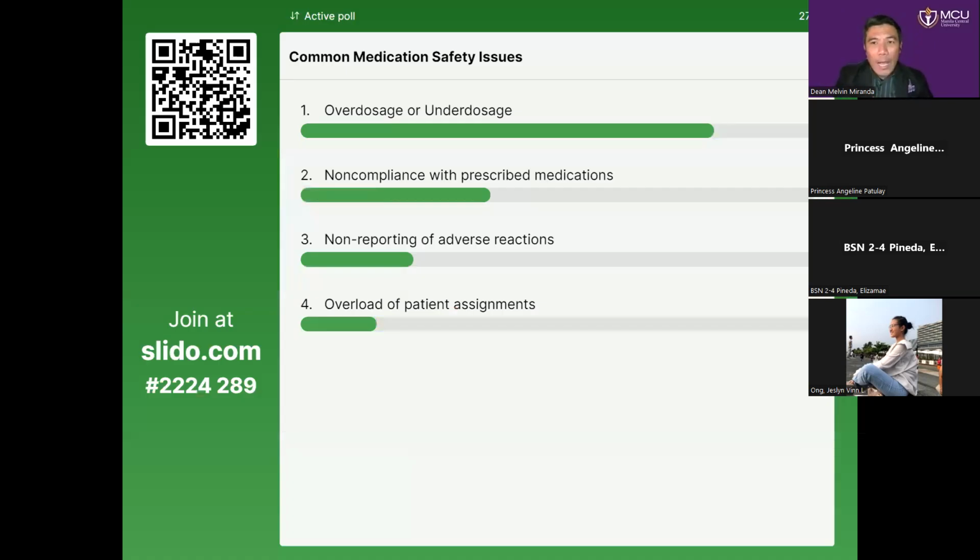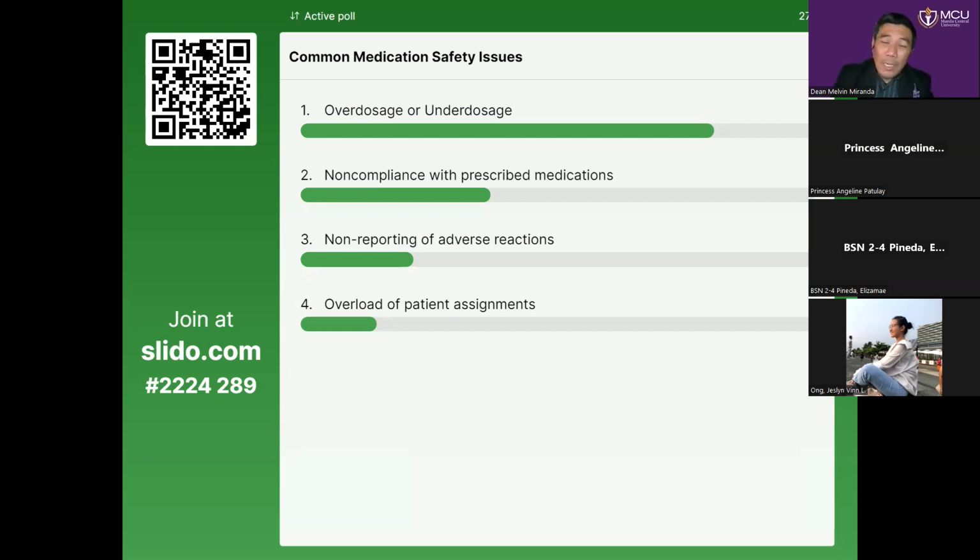Actually, when we had our survey, the common medication safety issues that were reported are certainly overdosage and or underdosage, non-compliance with prescribed medication, non-reporting of adverse reaction, and overload of patient assignments. What transpired in the survey was overdosage or underdosage.